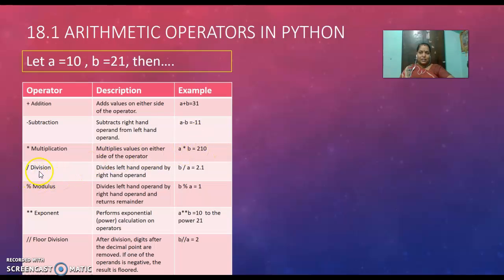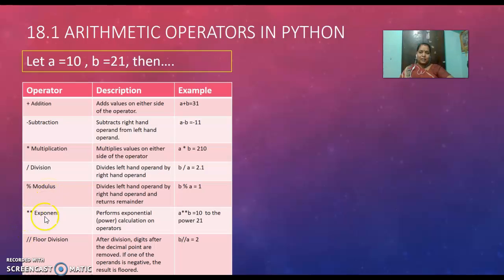And slash is the division operator. So the left hand side operand b is divided by the right hand side operand a. So you will be getting 2.1 as the answer. And percentage is modulo division. This divides the left hand operand by right hand operand and returns the remainder. So b mod a is equal to 1. The difference between division and modulo division is that modulo division returns the remainder of that division.